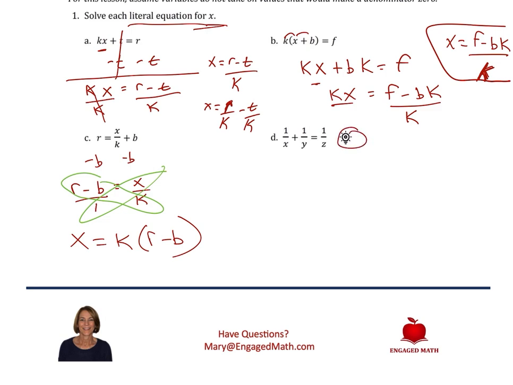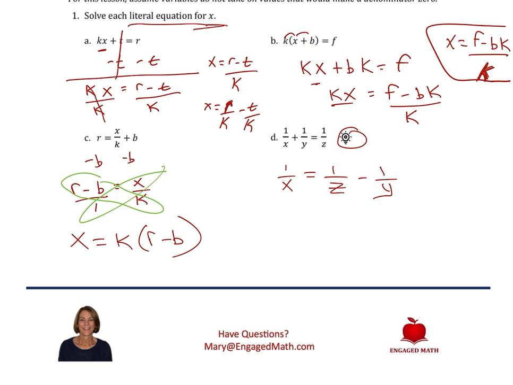D is a light bulb. It's a really challenging problem, but let's do it. All right, so the first thing that I think we should do is let's move that 1 over y to the right-hand side. So we now have 1 over x, and I'm again not going to show the step on this light bulb, but it's 1 over z minus 1 over y, because we basically have subtracted 1 over y from both sides.